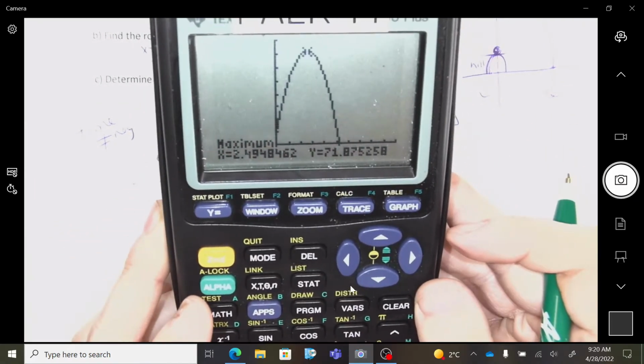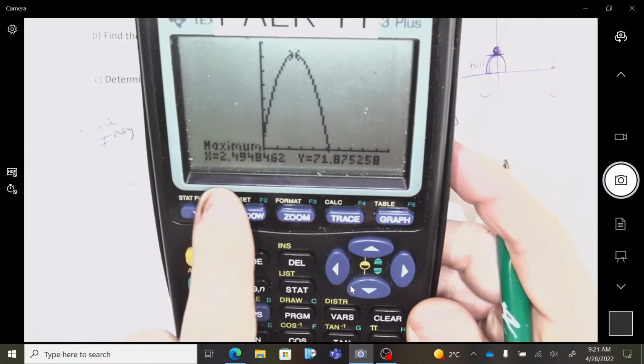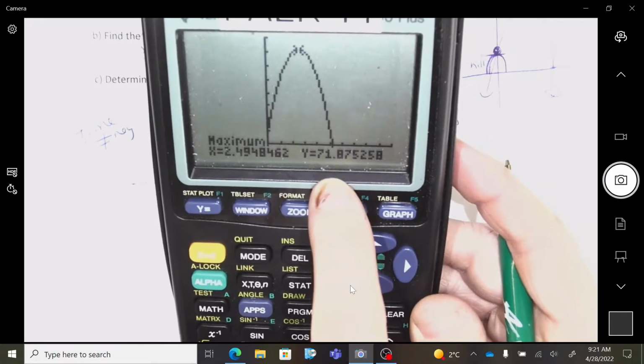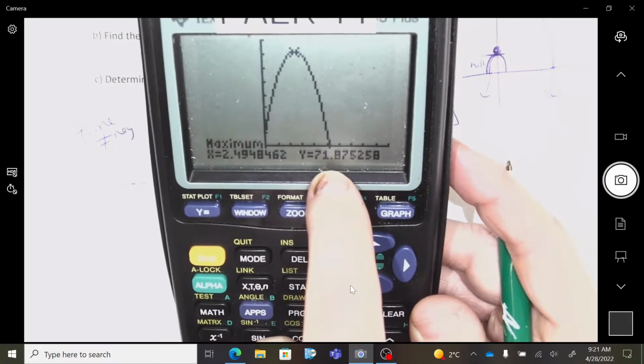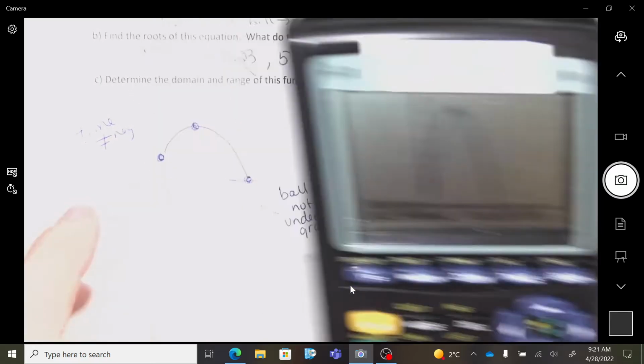Okay, so I got my mouse to get to the max. And when I look at it, what is the highest? 71.88. That one. I don't look at the X, I look at the Y.